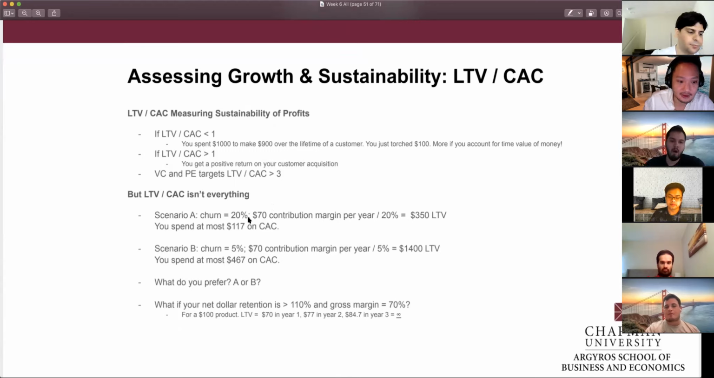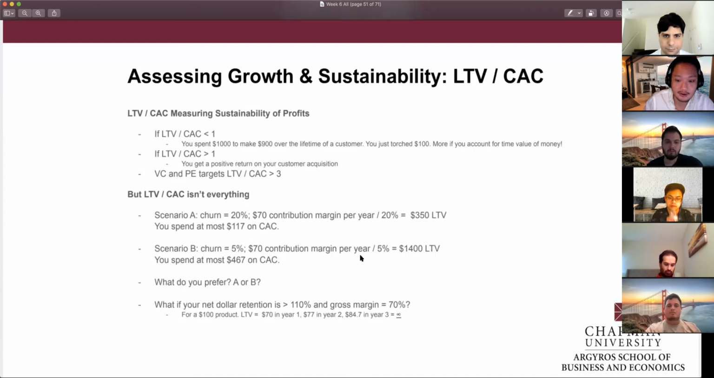So this is just a couple examples of churn, right? We talked about this, but LTV over CAC isn't everything. If one business, scenario A, has a churn of 20% and a 70% contribution margin per year, then dividing by 20% gives you $350 in LTV, and you spent almost $117 on CAC, customer acquisition costs. In the other business, churn is just 5% with $70 contribution margin per year, and dividing that by 5% gives $1,400 in LTV.